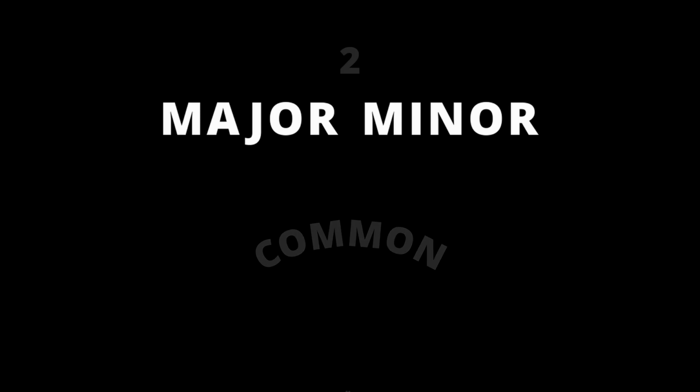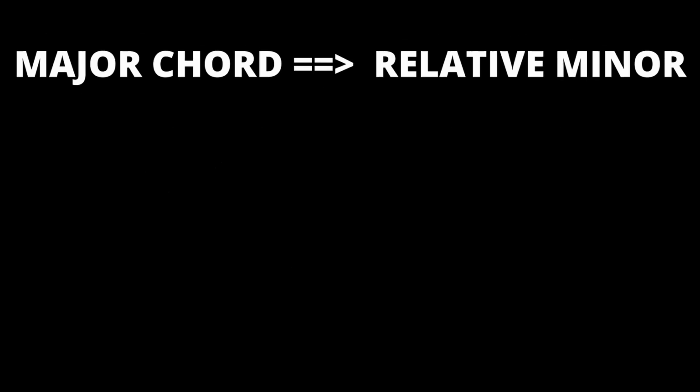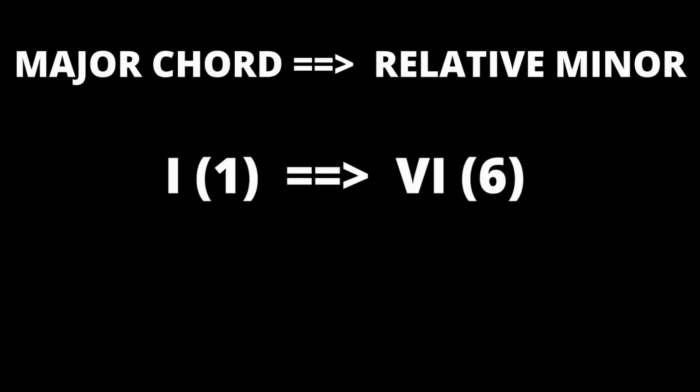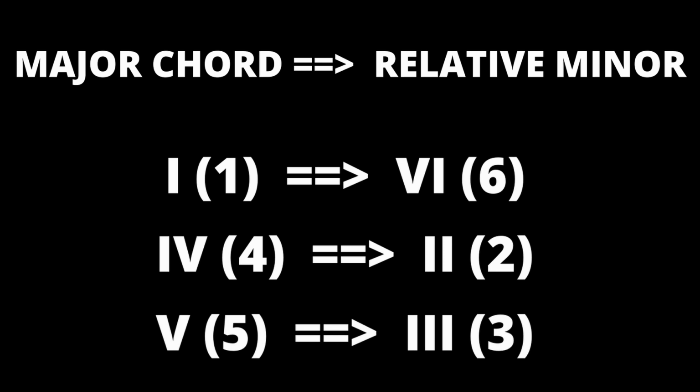Each of the major chords in a key has a special relationship with one of the minor chords from the key. They have 2 of their 3 notes in common. These are called relative minors. In a major key, this means that the 6 chord is always the relative minor of the 1 chord, the 2 chord is always the relative minor of the 4 chord, and the 3 chord is always the relative minor of the 5 chord. Let's use the key of C major to demonstrate this.